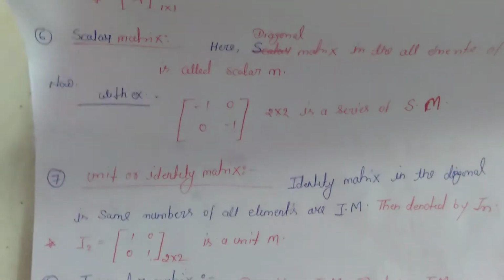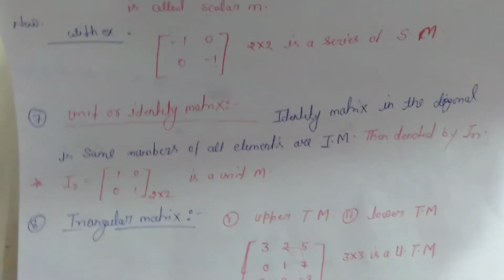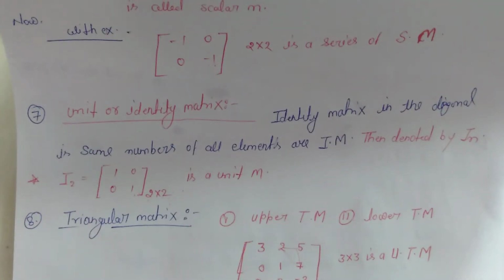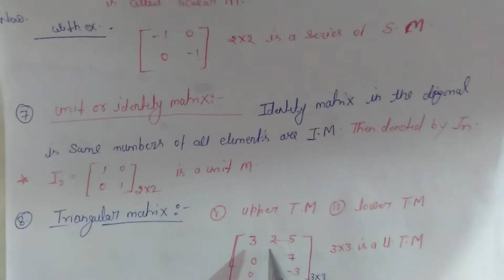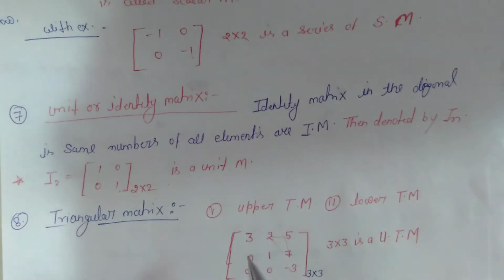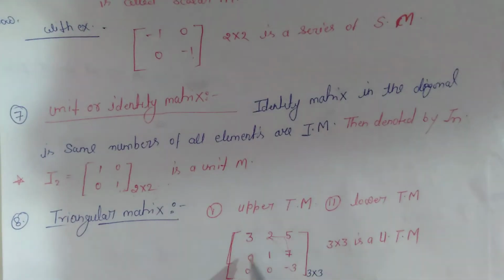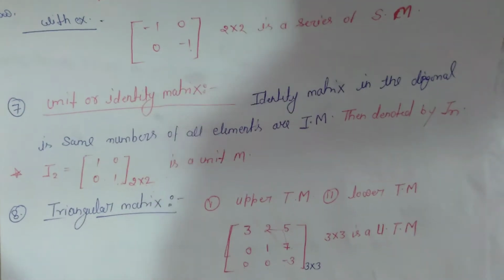And the triangular matrix. What is a triangular matrix? First the upper triangular matrix, and second the lower triangular matrix. First, the upper triangular matrix, for example with rows 3, 2, 5, then 4, 1, 7, then 0, 0, minus 3, of order 3 cross 3, is an upper triangular matrix.